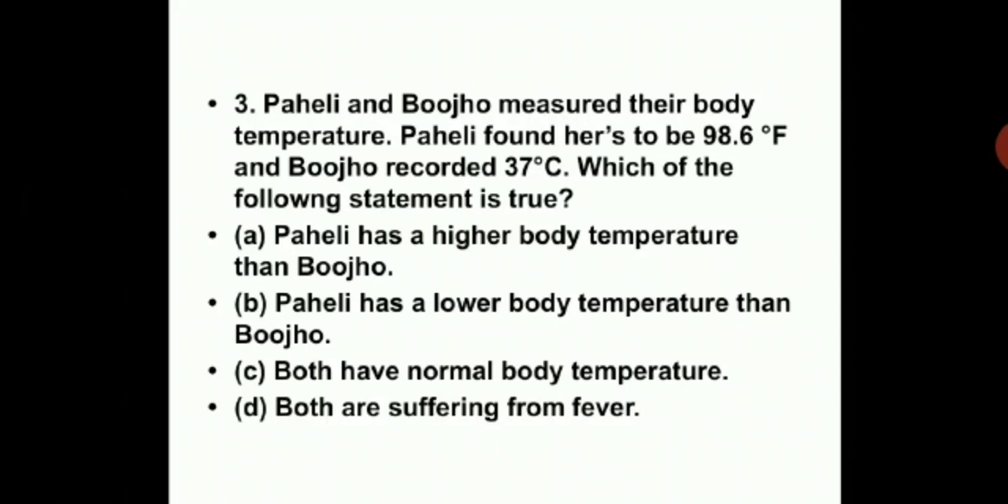Then, Paheli and Bujo measure their body temperature. Paheli found hers to be 98.6 degrees Fahrenheit and Bujo recorded 37 degrees Celsius. Which of the following statements is true? Paheli has a higher body temperature than Bujo. Paheli has a lower body temperature than Bujo. Both have a normal body temperature. Both are suffering from fever. So you just need to write the question and the correct option. This is based on the concepts which we have learned in the previous session, so you just need to relate to those concepts.